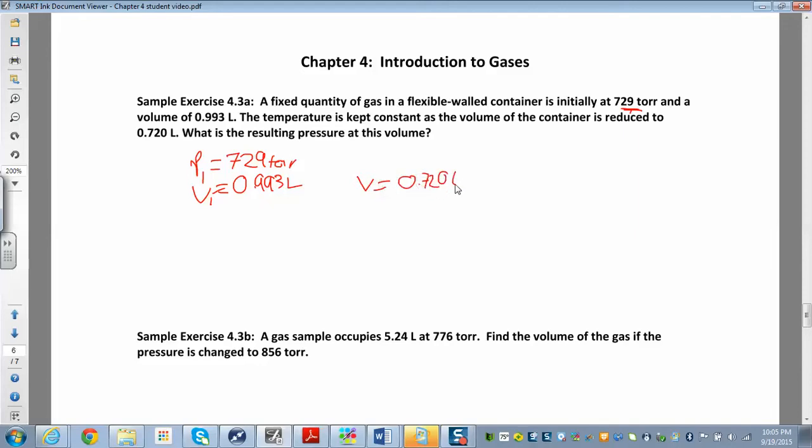So what do you think should happen to the pressure if they're inversely proportional? If you decrease the volume, you should increase the pressure. So that's what we're going to calculate. So we're going to use Boyle's law. P1 V1 equals P2 V2. Plug that in and solve for P2.